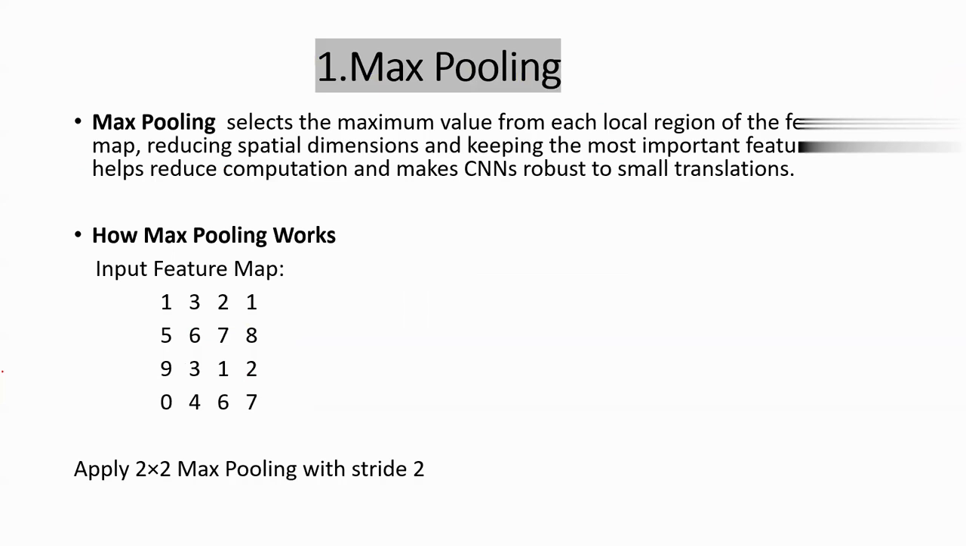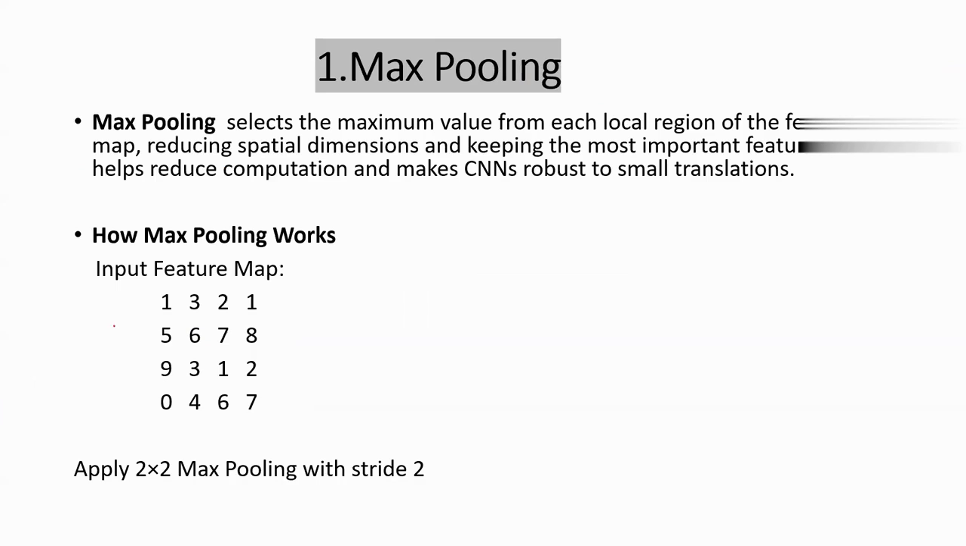What is max pooling? Max pooling selects the maximum value from each local region of the feature maps, reducing spatial dimensionality and keeping the most important features. It helps to reduce the computations and makes convolutional neural networks robust to small translations.